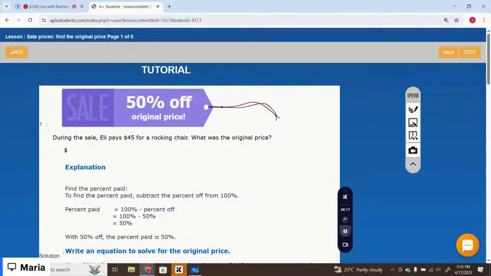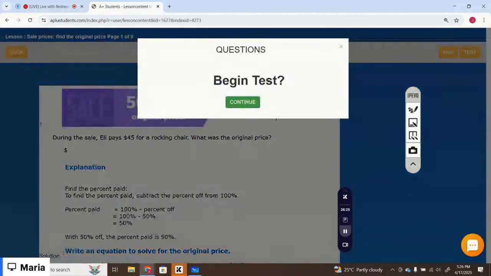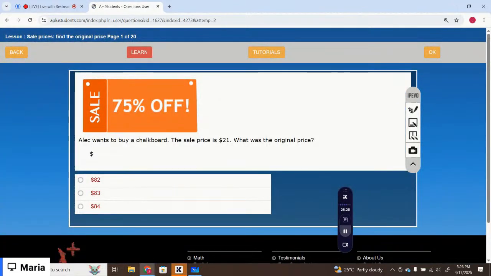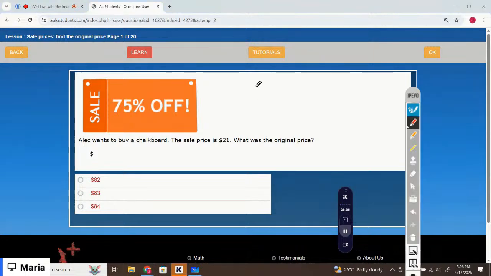This person wants to buy a chocolate. The price is $21. What was the original price? That is on 75% off. The sale price is 21. We got it for 21. You need to calculate your original price, right? You are given the sale price. How do you calculate the original price?